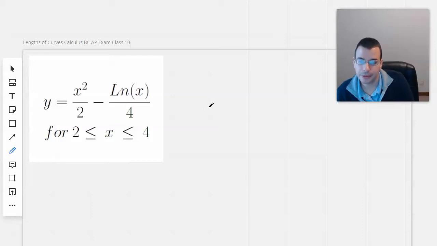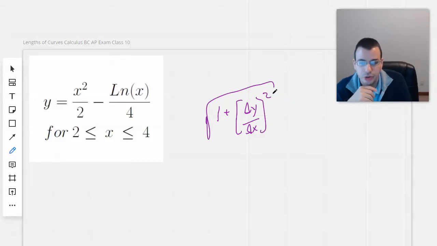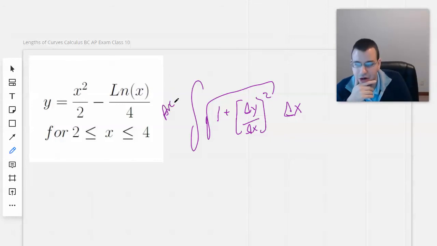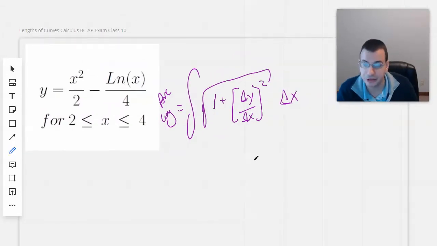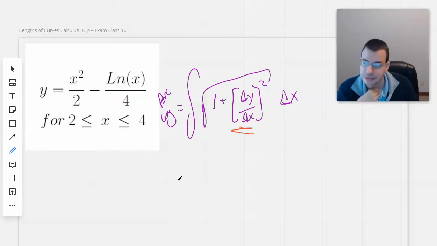So let's see here. Start by writing out the equation. The arc length will be the integral of the square root of 1 plus dy/dx, which is f prime of x, squared, dx. So this is the arc length, which we want to find. The first thing we should start with is we are going to want to find dy/dx. We could think about whether we should rearrange this. Nah, it looks good enough.